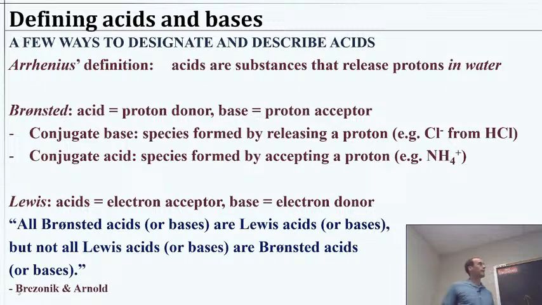We can take a step further and say, okay, a Bronsted acid is a proton donor, and a Bronsted base is a proton acceptor. So if something can accept a proton, then we're good. This means that a conjugate base would be the species that's formed after you release a proton. So if we go from HCl, our hydrochloric acid, and it releases our proton, Cl minus then is our conjugate base.